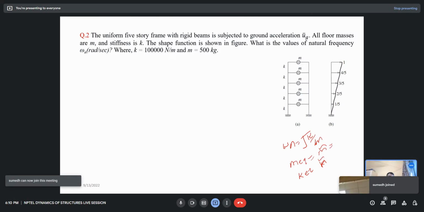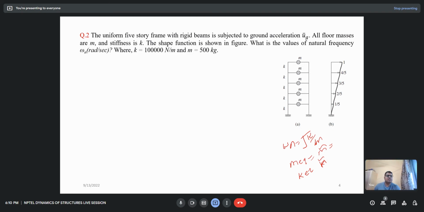what my shape function is. So the shape function is given in this figure for all the stories.